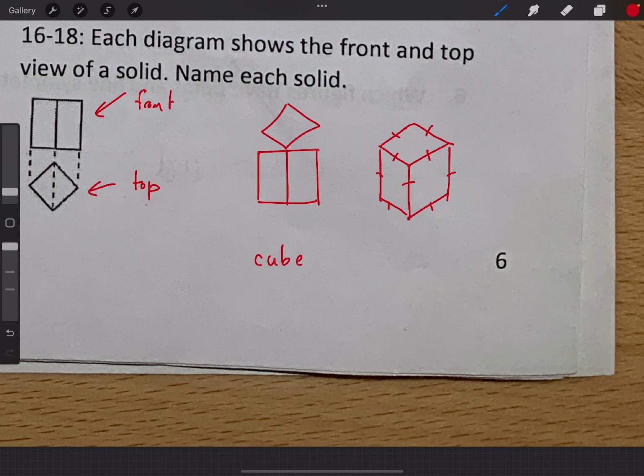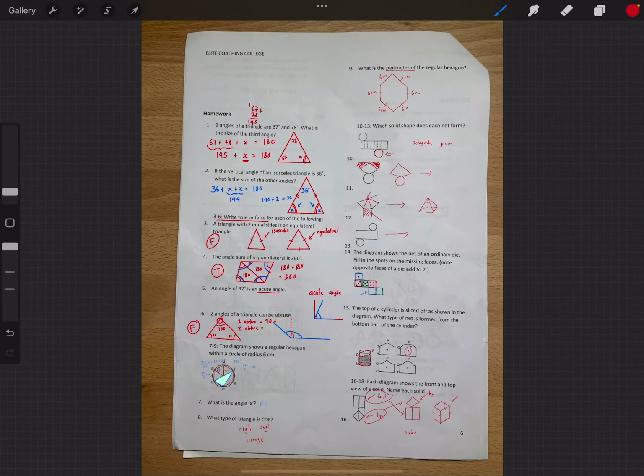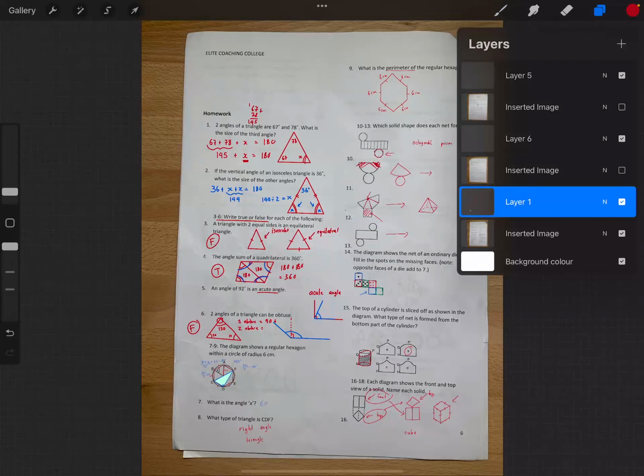This is the top looking down. Sorry, this is the top here. Okay, and the front is this one. And if you draw it, it'll look like this. So it's a cube. Next page.